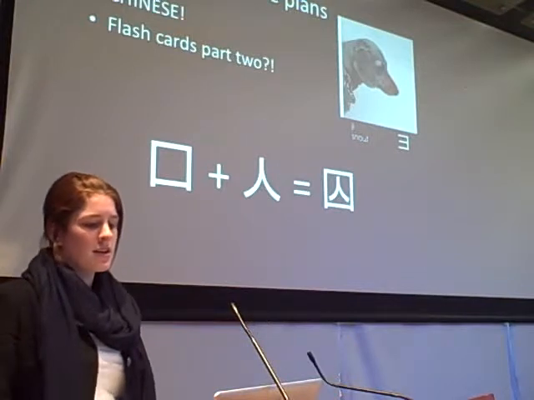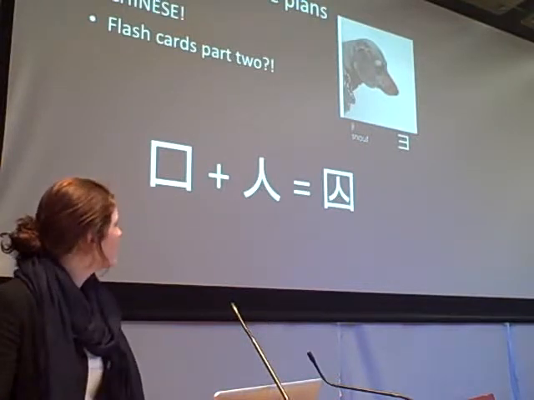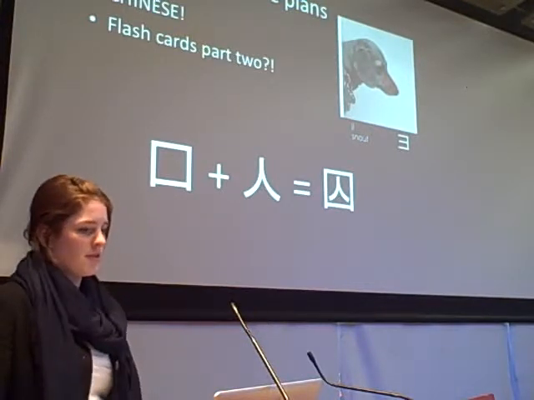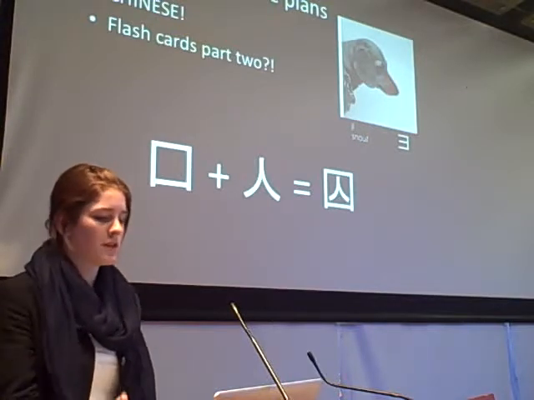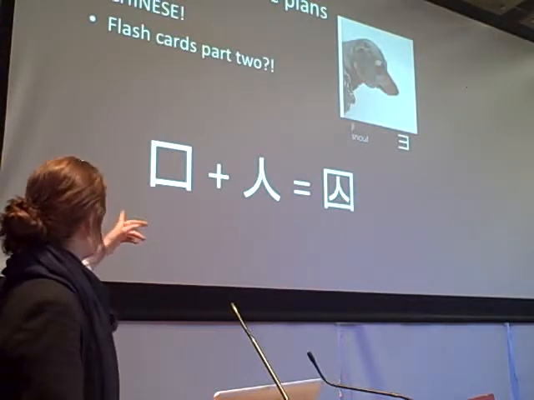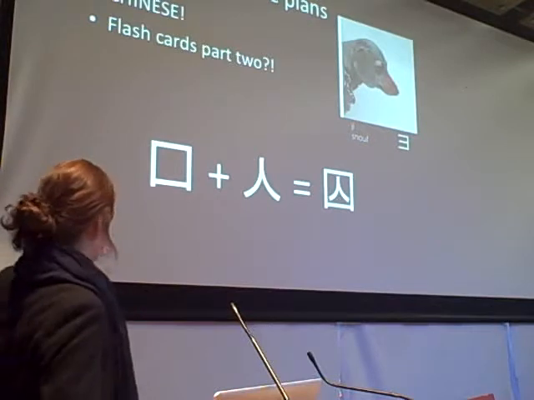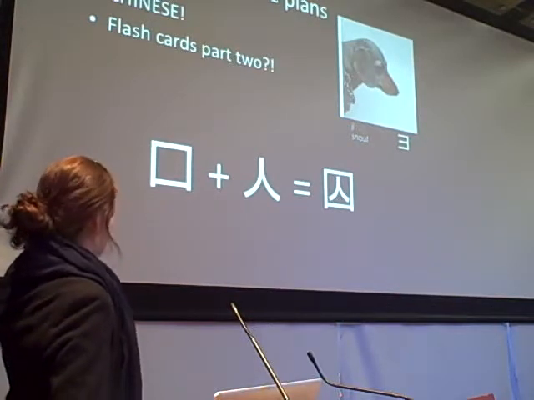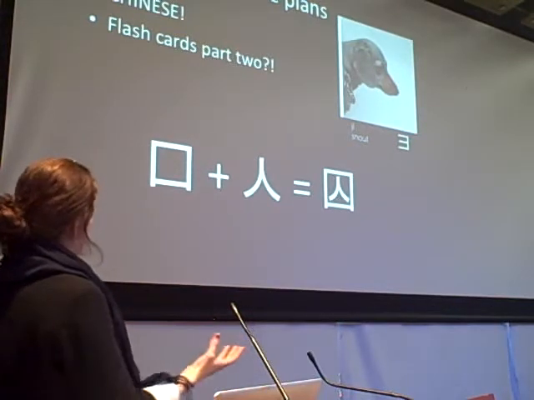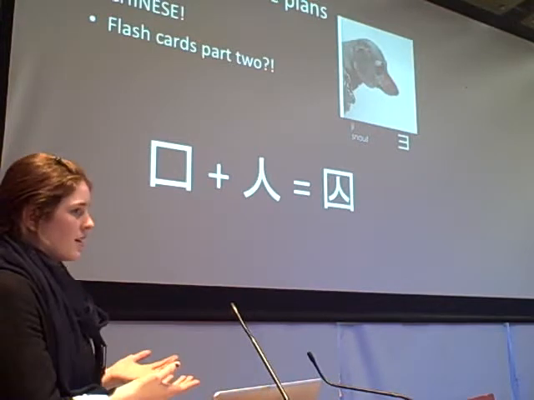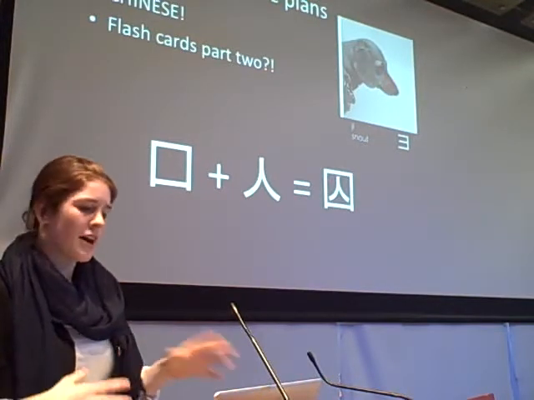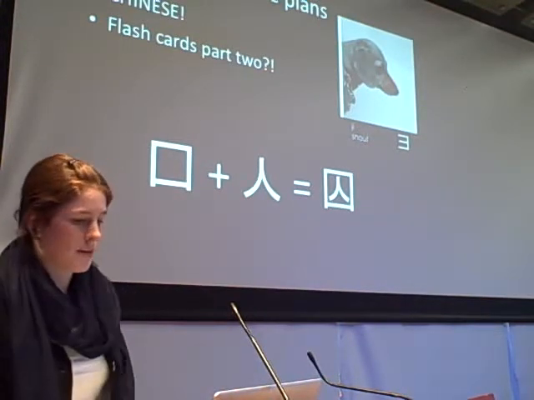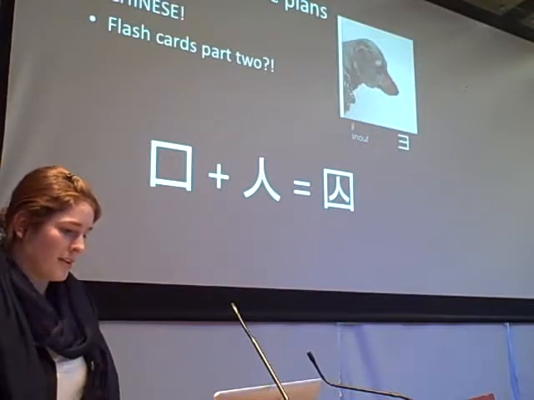But then for flashcards, I might do another set, because these show the original radicals, but once you've learned the radicals, for example, that one is really similar to the one for math, but it means enclosure, and the one next to it means person. So when you put a person inside of an enclosure, it means prisoner. So there are definitely more steps I can take with this project that I want to do.